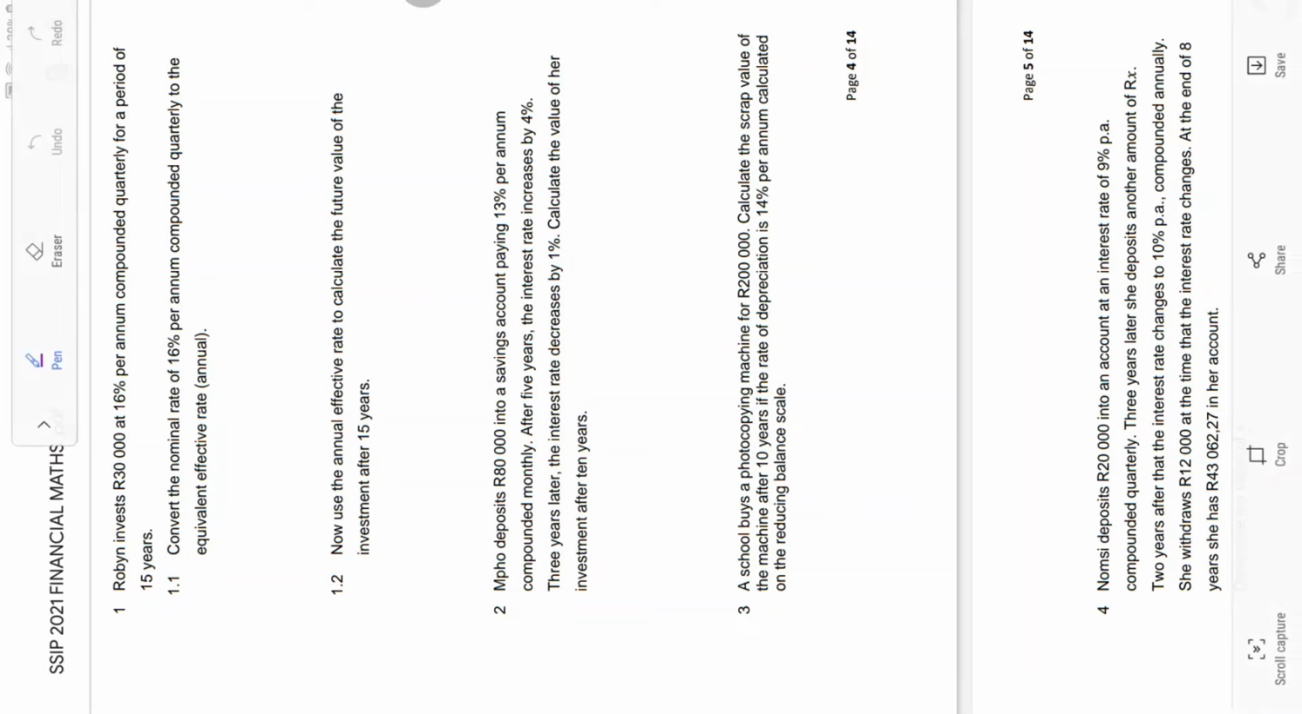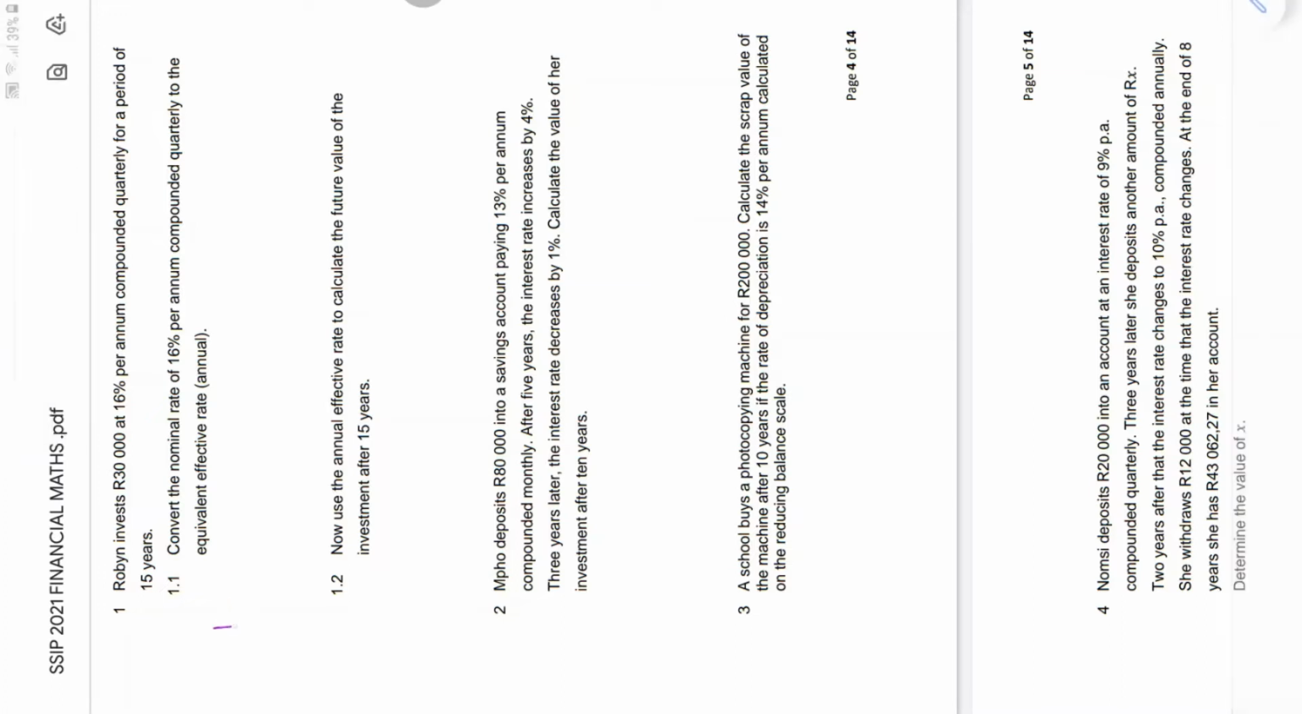So question 1 states that Robin invests 30,000 rands at 16% per annum compounded quarterly for a period of 15 years. 1.1 Convert the nominal rate of 16% per annum compounded quarterly to the equivalent effective rate. So you need to know your formula.